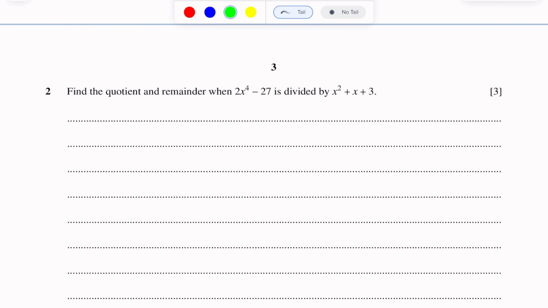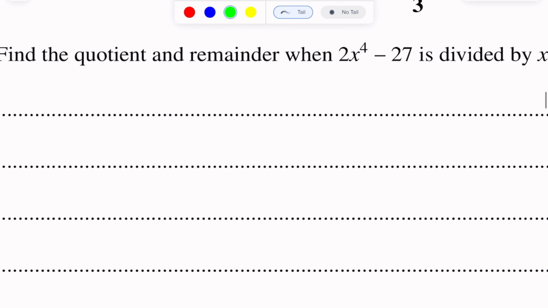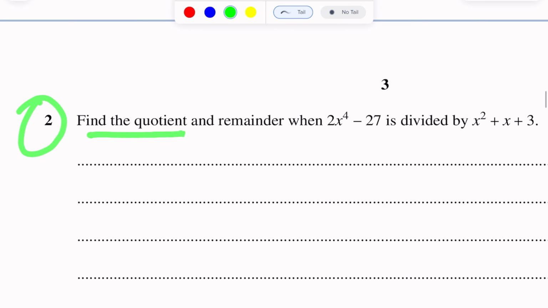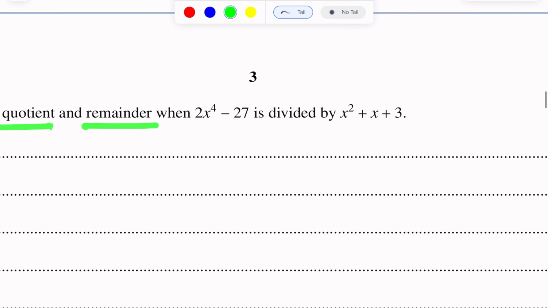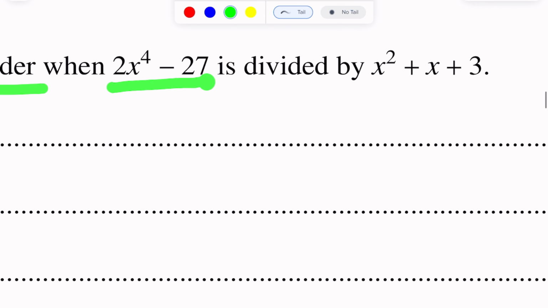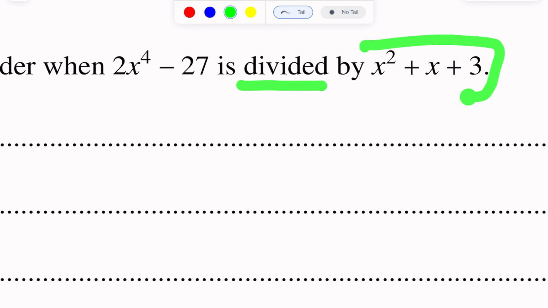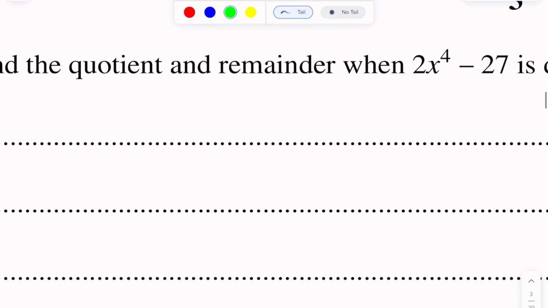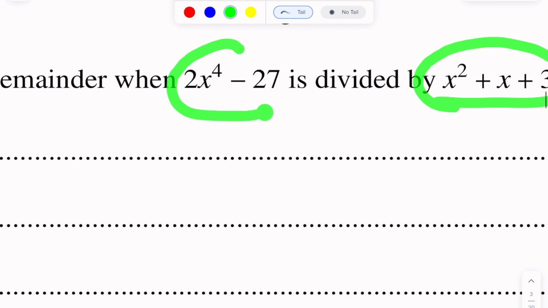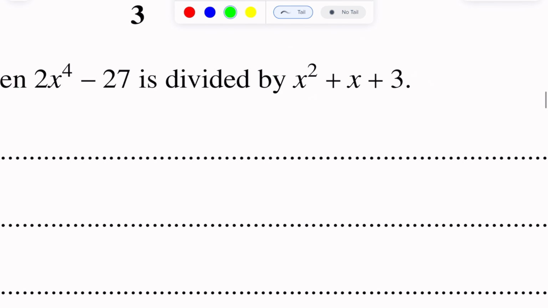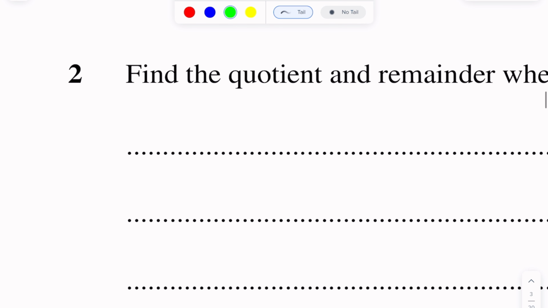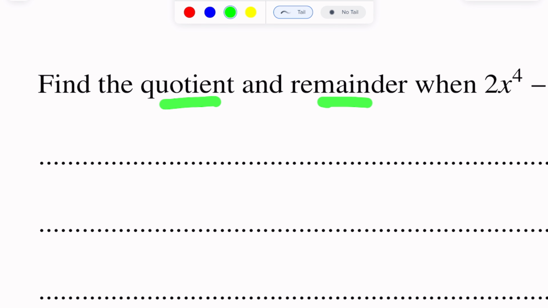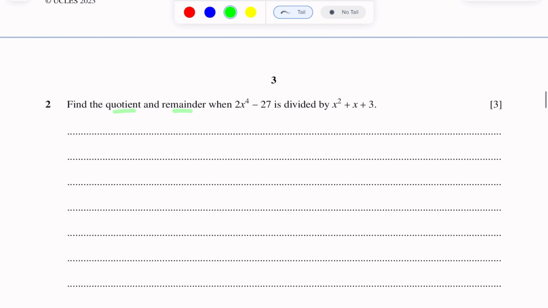Second question of this paper is of factor and remainder theorem. Find the quotient and remainder when 2x^4 minus 27 is divided by x^2 plus x plus 3. When 2x^4 minus 27 is divided by x^2 plus x plus 3, find quotient and remainder. We will use here long division method.